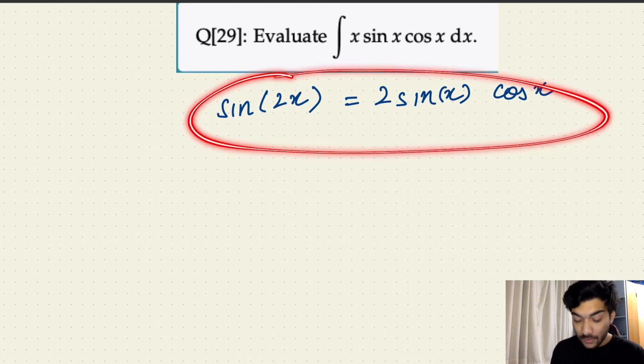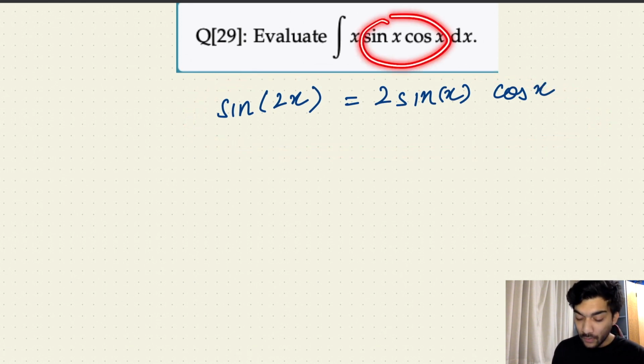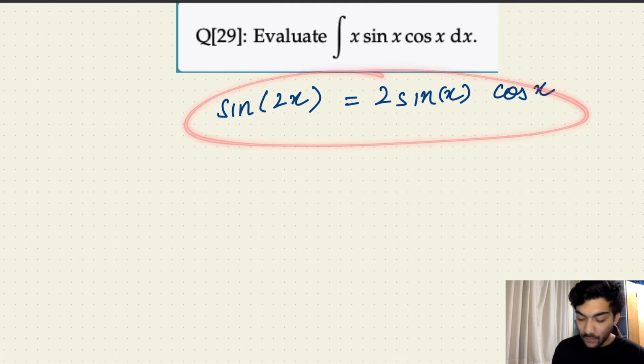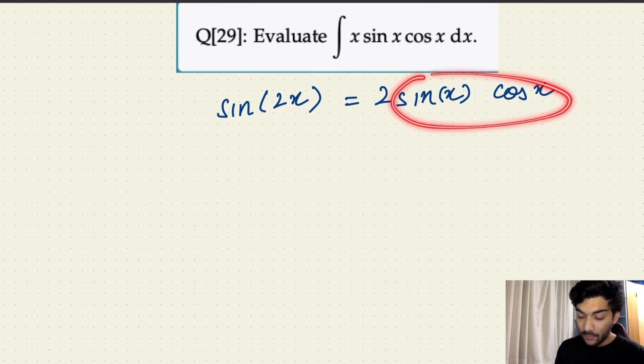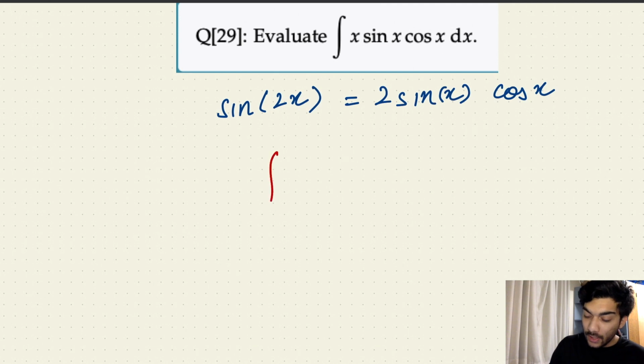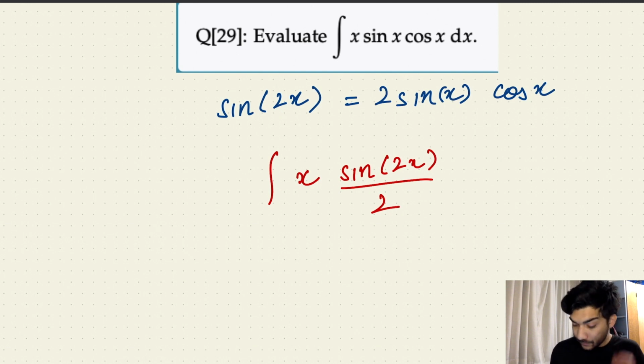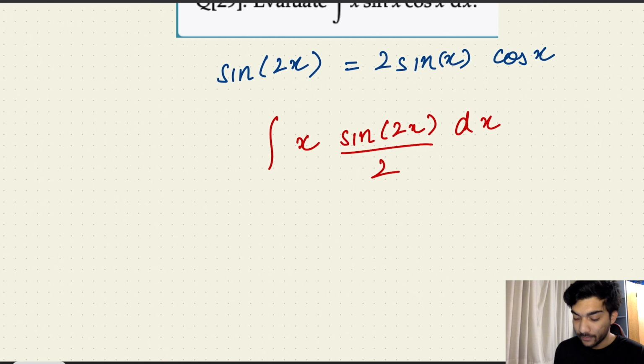So now since we have written the sin 2x formula and we know we are only concerned with converting the sin x cos x term, we know from this formula that sin x cos x is basically sin 2x upon 2, right? If we bring this to the denominator, our sin x cos x is basically sin 2x by 2. So we can write our original integral expression as simply x sin 2x upon 2, and then we'll have a dx component as well. So now we have to solve for the integral of x sin 2x by 2 dx.